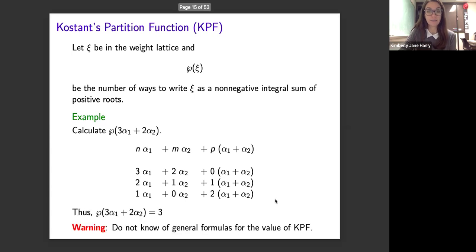And then lastly, we can think of it as putting a 1 in front of my alpha 1, a 0 in front of my alpha 2, and then a 2 in front of the alpha 1 plus alpha 2. So notice here, there are 3 different ways of computing the constant partition function for 3 alpha 1 plus 2 alpha 2. And I also want to point out there are no general formulas for the constant partition function. It's been looked at for a while, but there's no general formula for this as of right now.